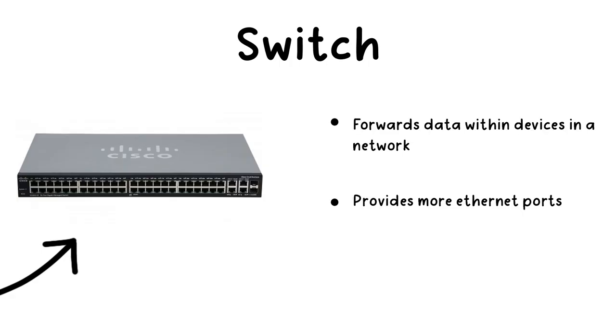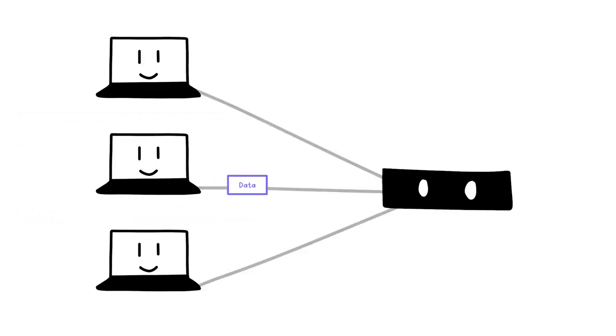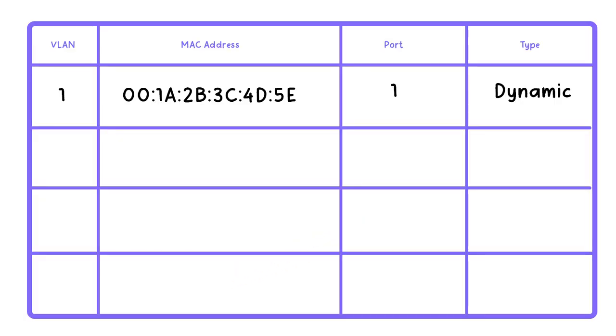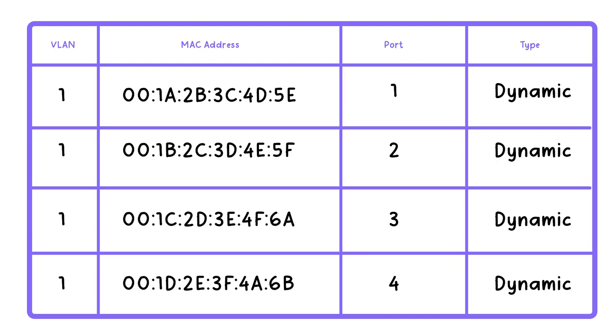What makes a switch different as well is that it directs data based on the MAC address. So every time it receives data, it finds the MAC address in its MAC address table to be able to know which port to send the data out of. This MAC address table is filled by the data that the switch receives, sort of like a database of all the devices that are connected to it and their associated MAC addresses.